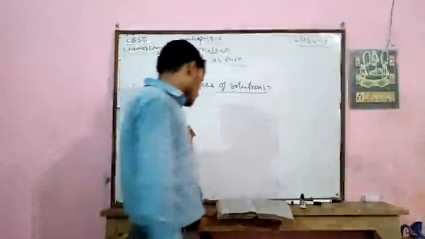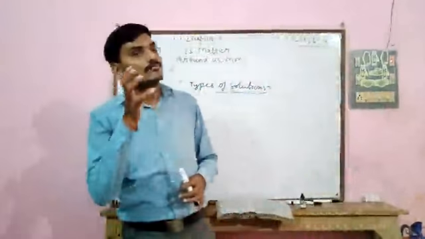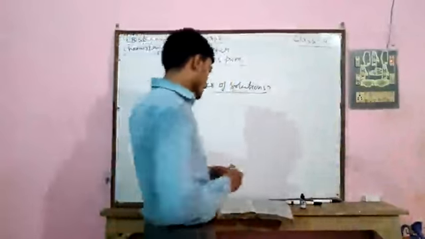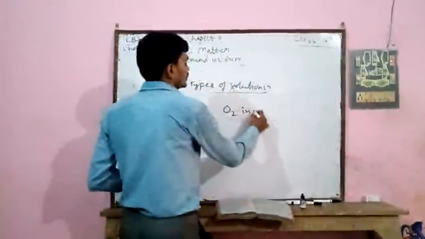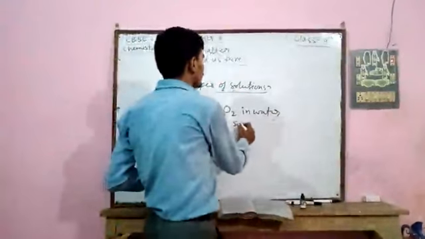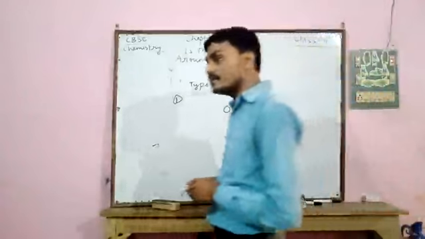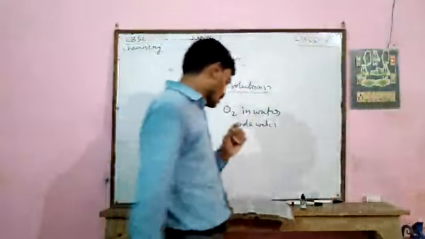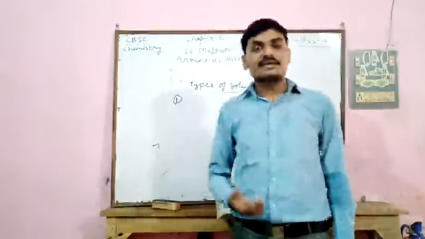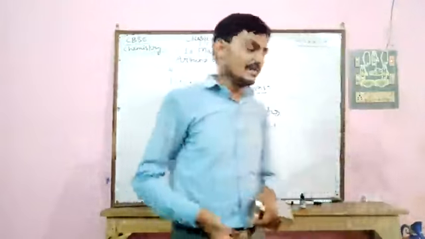Now the next is solution of gas in a liquid. That is, the solute is in the form of gas and the solvent is in the form of liquid. For example, soda water, that is gas in water. This is gas, this is liquid. This is known as soda water. So this is an example of gas in liquid. Now solution of gas in gas. Air is an example of gas in gas. That is, carbon dioxide and oxygen are present in the form of gas in gas.